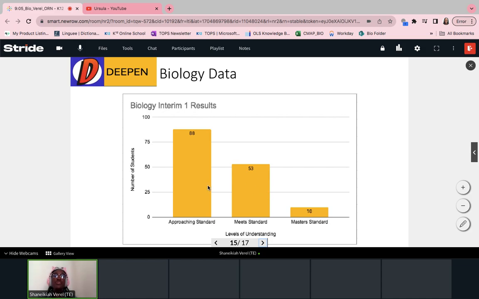So what we want to do is for everybody, no matter what block you represent, if you know that your score from last year was at approaching standard, great. If you know it was at meet standard, super. If you know it's at mastered standard, awesome. We want you to move one step forward. We want you to have just a little bit of a higher grade wherever you go, because that's what growth is.